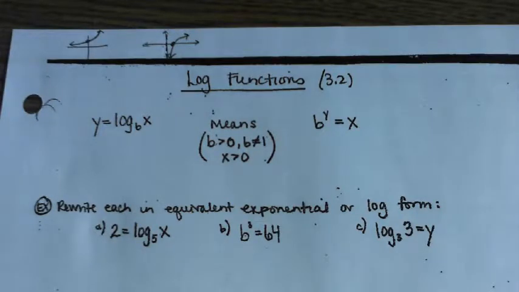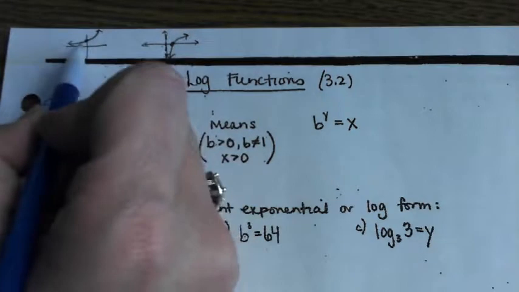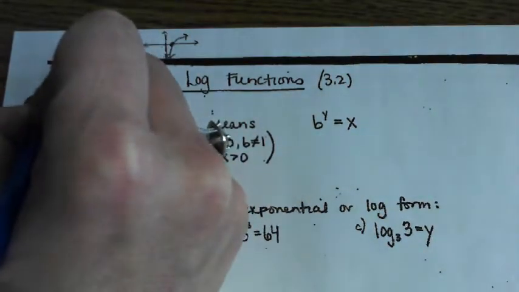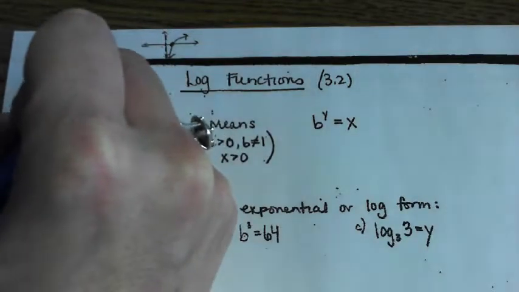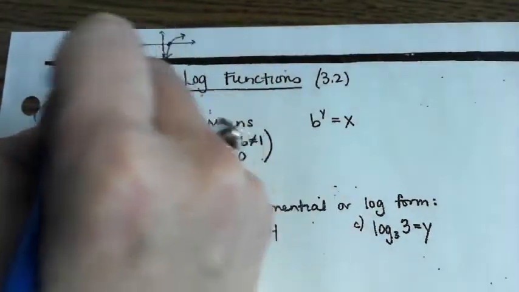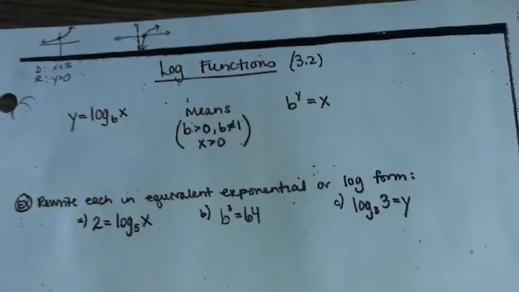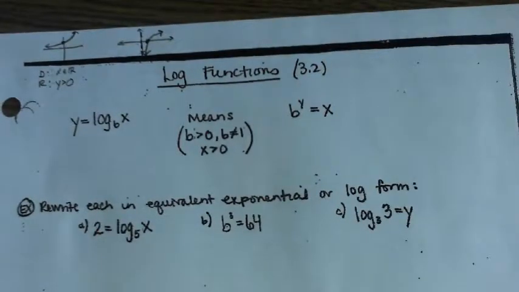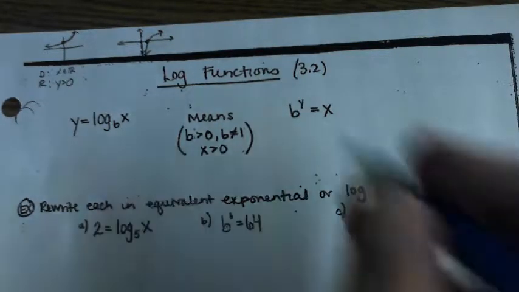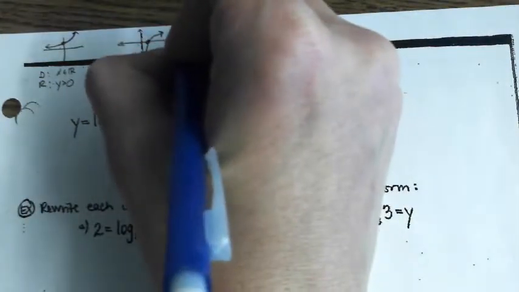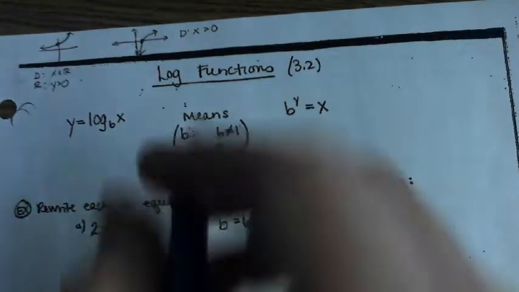Did I talk about domain and range yesterday with the exponential graphs? Yes or no? It was on the homework. So the domain for exponentials is all real numbers. The range is that y has to be greater than 0. For a log function, that's flip-flop. The domain is that x has to be greater than 0, and the range is all real numbers.